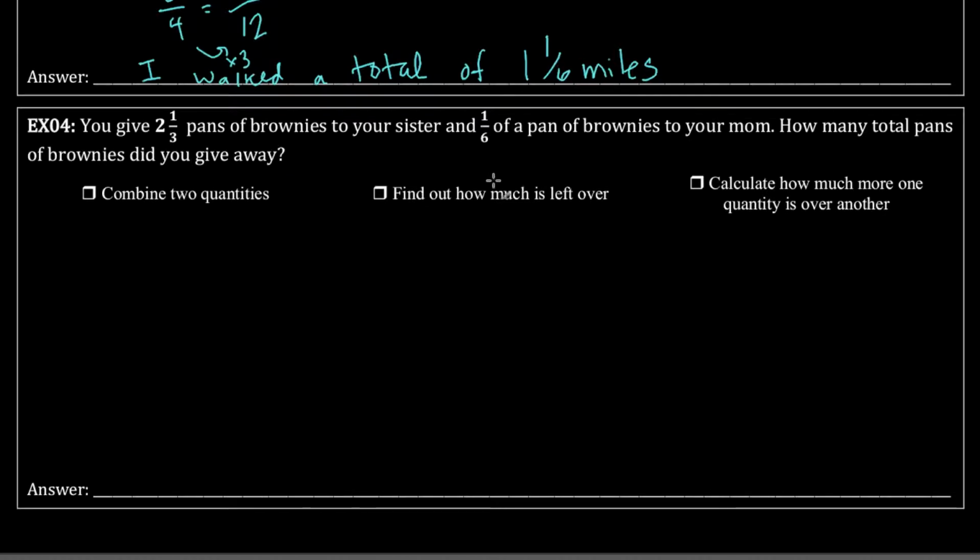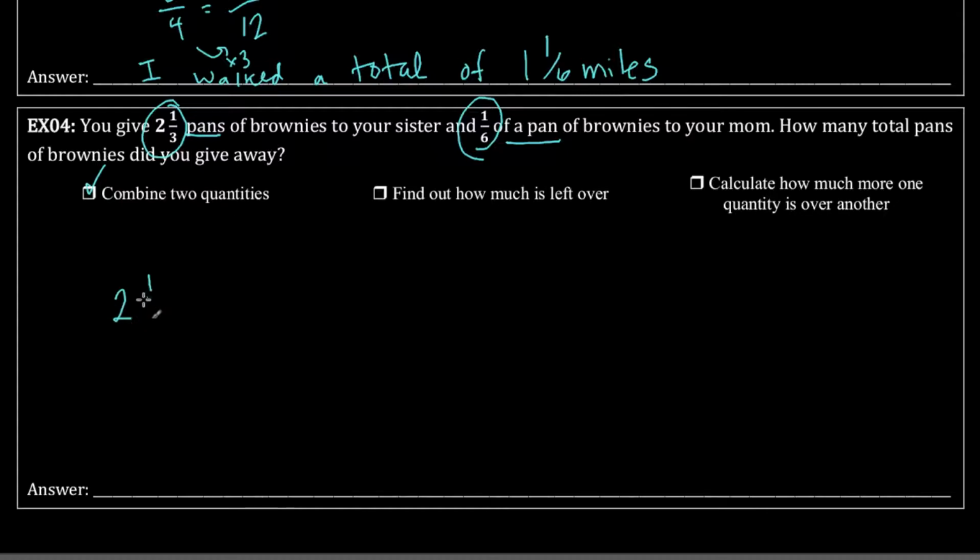So are we trying to find out how much is left over? No, it doesn't say how much is left. We're not trying to see how much more you gave to your mom or your sister. You actually just want to know how many total you gave away. So you want to combine the pans together to see how many total pans you gave away. So even though we're giving away in the story, we're not asking how much is left. We're giving away in the story, but we're asking how much in total did you give away? Like if you give away $2 and then $3, you gave away $5. So we're combining how much you gave away.